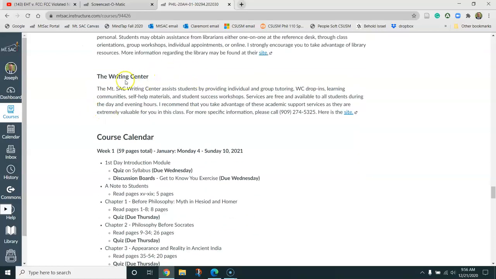The Writing Center. Okay, so if English is a second language for you and you struggle with writing, hey, these people are your friend. They would love to help you. They would do it for free. Here's the site for them. Or you can call them. You can send them your paper, set up a Zoom meeting. They're amazing.